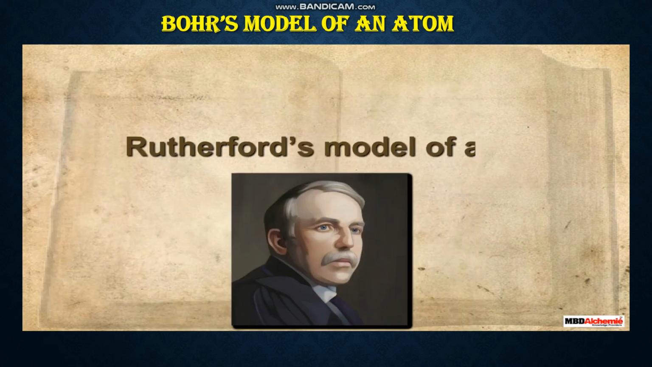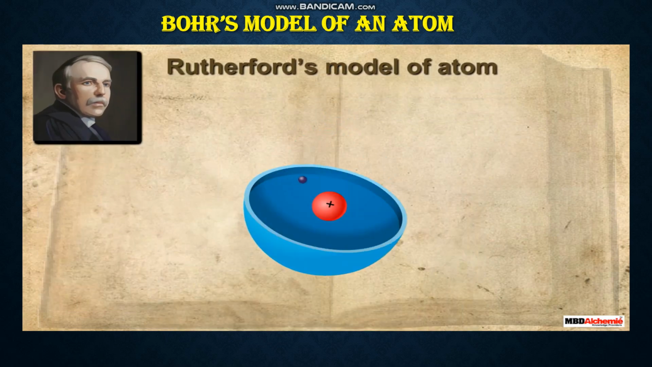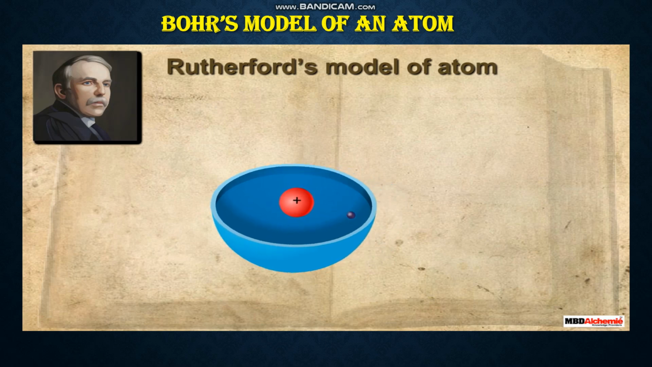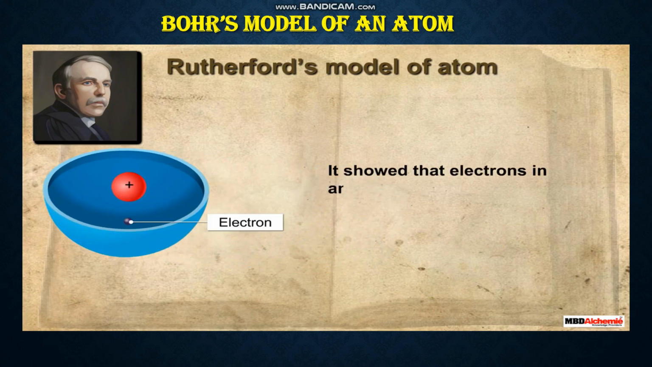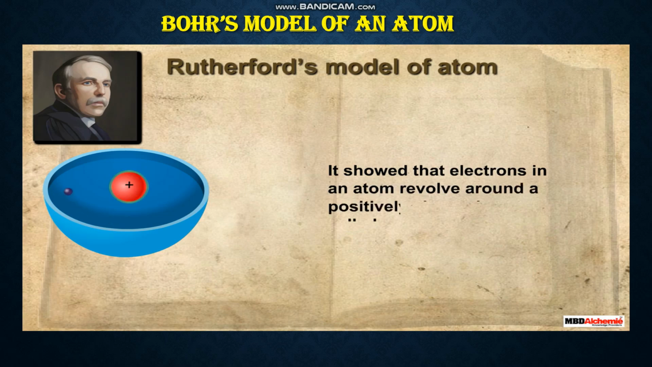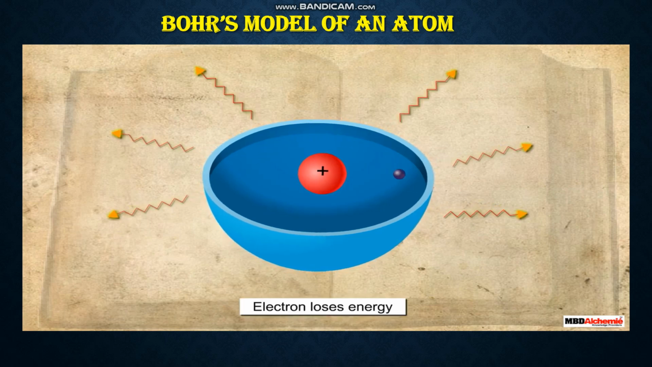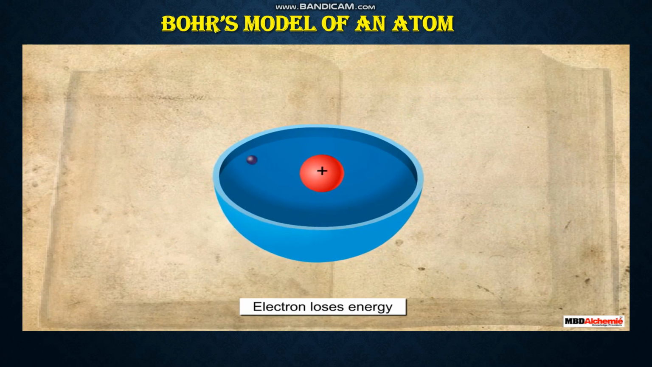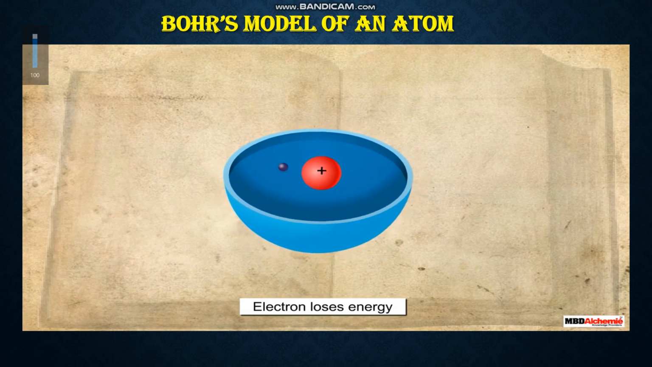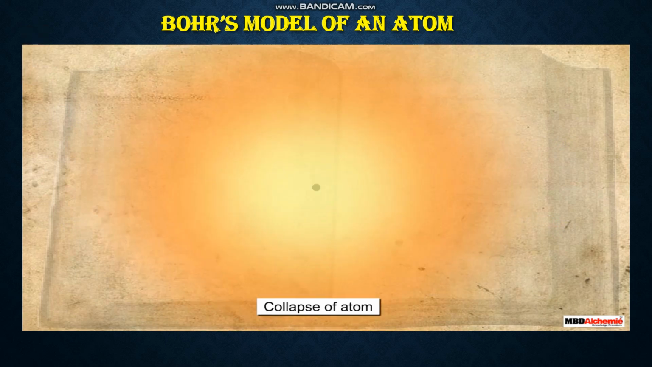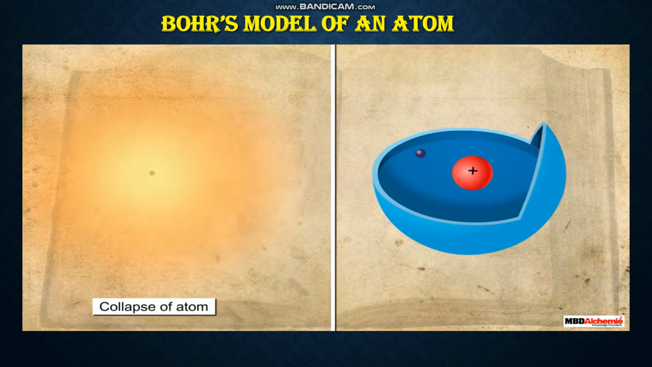The Rutherford's model of an atom had a major drawback, that it could not explain the stability. It showed that electrons in an atom revolve around a positively charged center called nucleus. However, later on, it was found that any particle in a circular motion would undergo acceleration and thus would lose energy. So, the electron would take a spiral path and would finally fall into the nucleus and the atom would collapse. But this does not take place in reality.